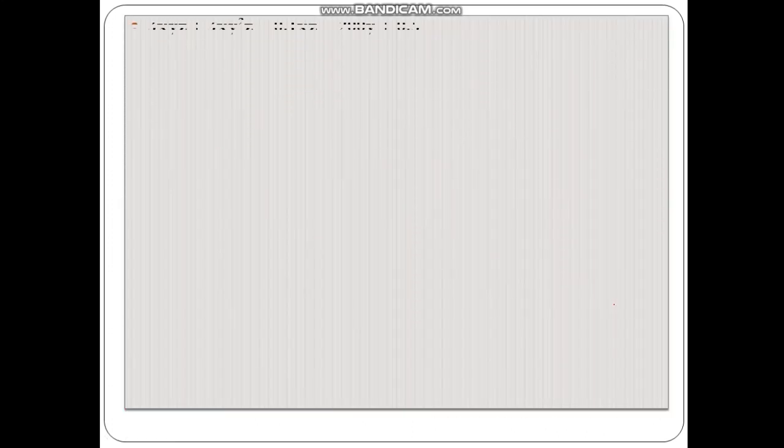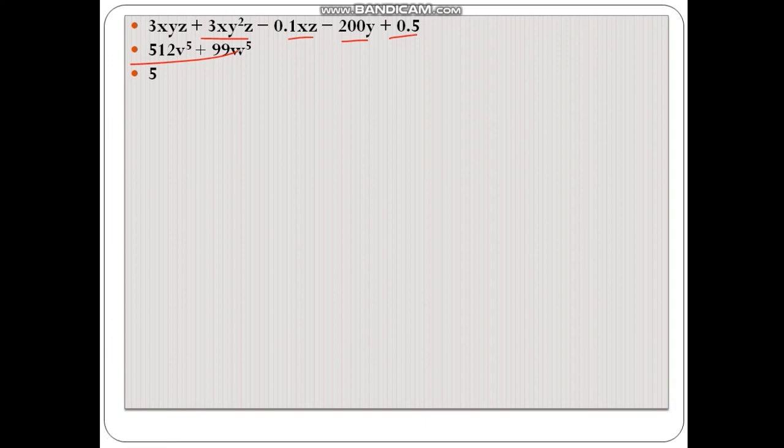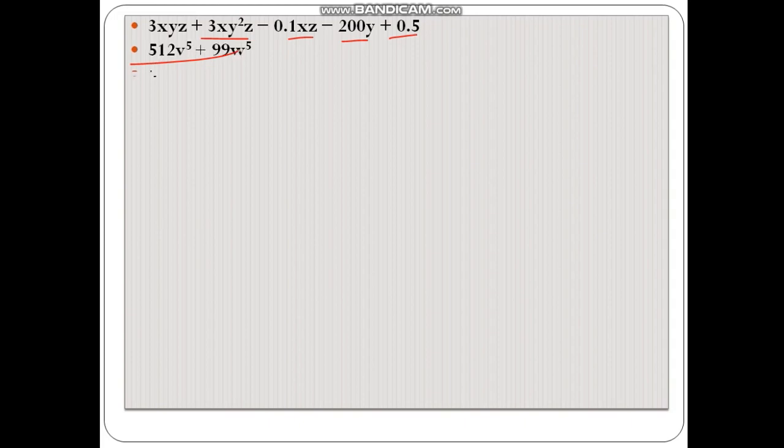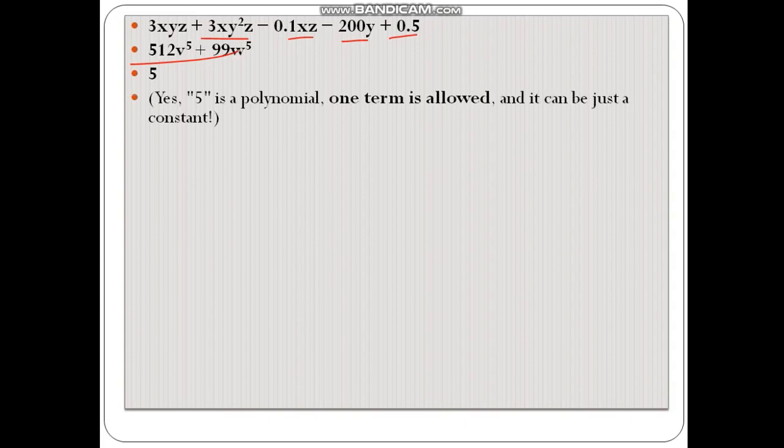So let's go to the next slide, that is, some examples of the polynomial. If I am having 3xyz plus 3xy square z, 0.1xz minus 200y plus 0.5, 512v5 plus 99w5 and the 5, these all are polynomials. Fine, if I am saying this 5 is a polynomial, one term is allowed and it can be just a constant, so we can write x raised to the power 0. So this is a polynomial. Constant is also a polynomial.